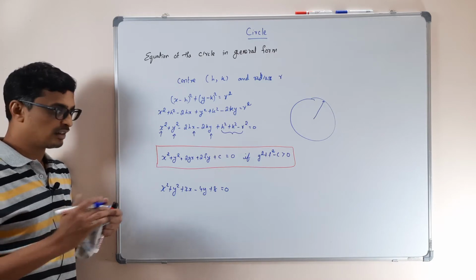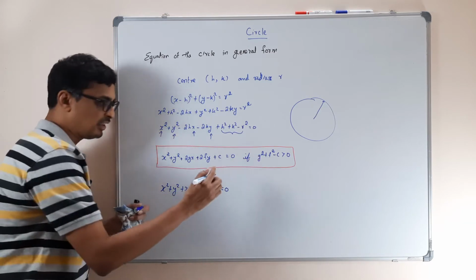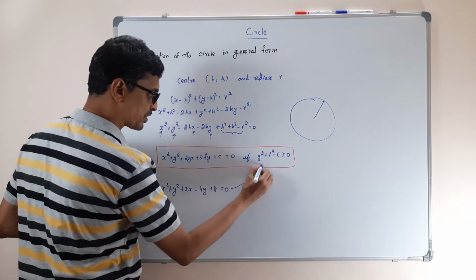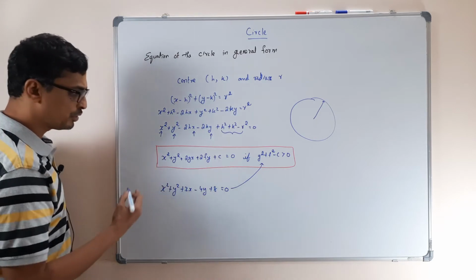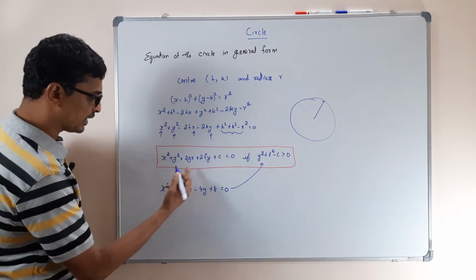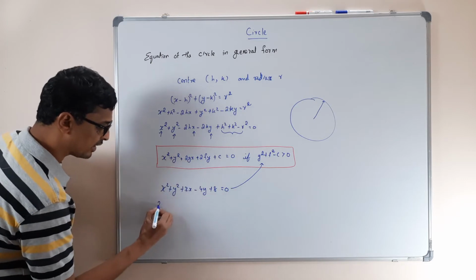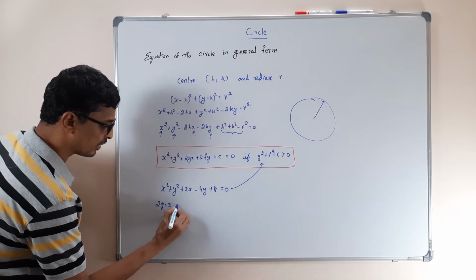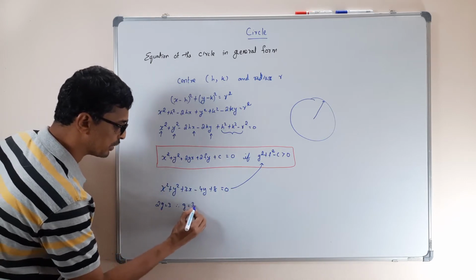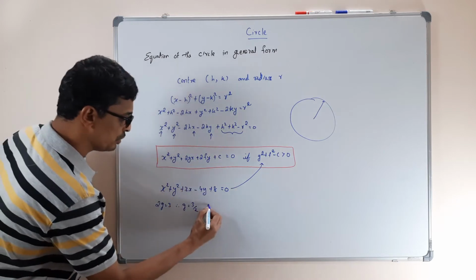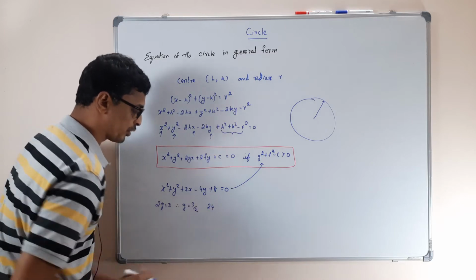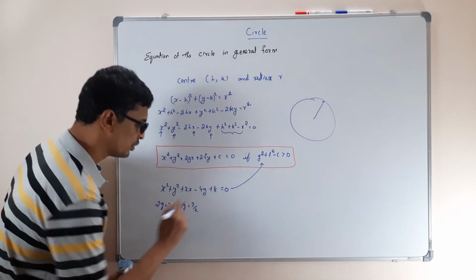You have to substitute this and see whether it comes out to be greater than 0. Substitute. So what is 2gx? 2g is 3, correct? Therefore, g is equal to 3 by 2. And 2f equal to, how much?